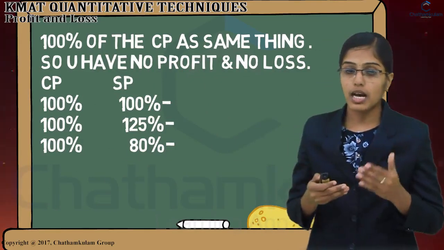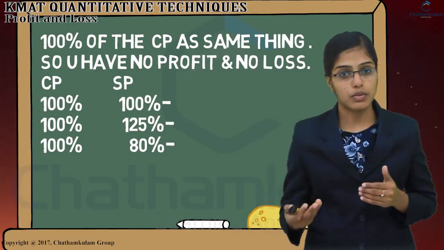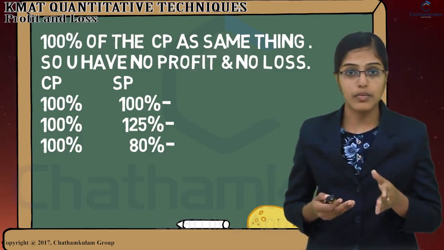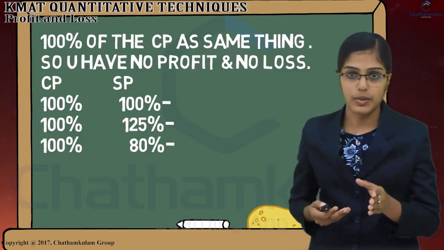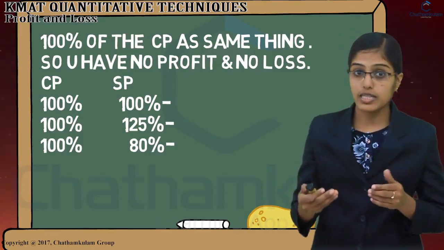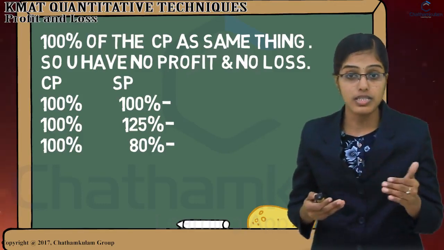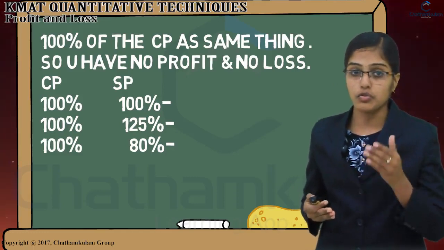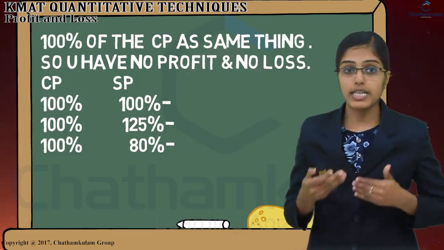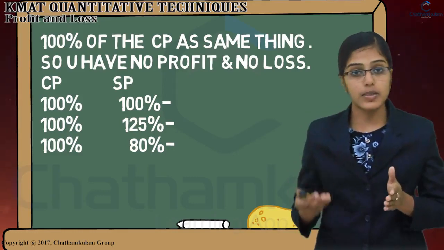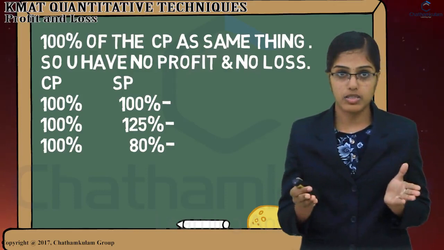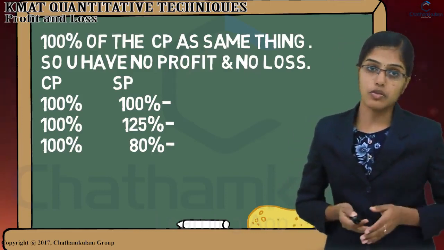If CP is 100% and SP is 125%, this implies that the SP was 125% of your CP, that is, SP is the higher price. So here the difference is 125 minus 100, that implies 25% profit. In case CP is 100% and SP is 80%, here there is a decrease of 20%. So here 20% loss.